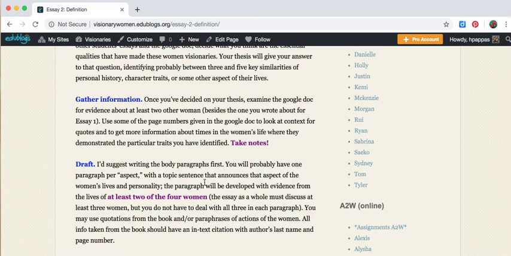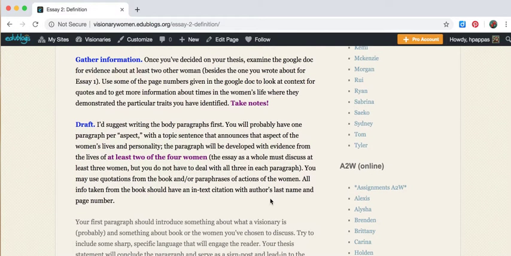You'll need a topic sentence. That's why I had you read some of the information about thesis statements and topic sentences. You need a topic sentence that announces in some way that aspect, and then you need to discuss at least two of the four women with some evidence from their lives that demonstrates how that particular trait played out.